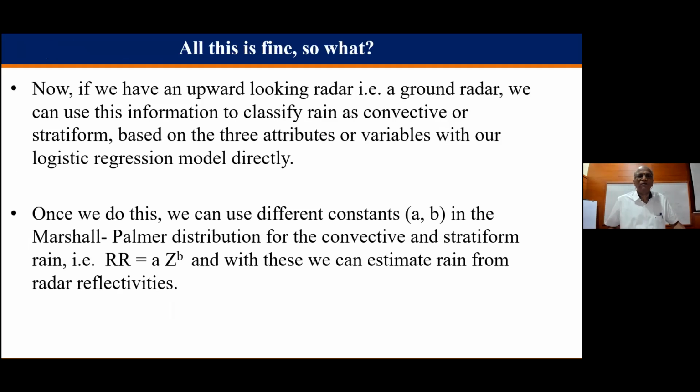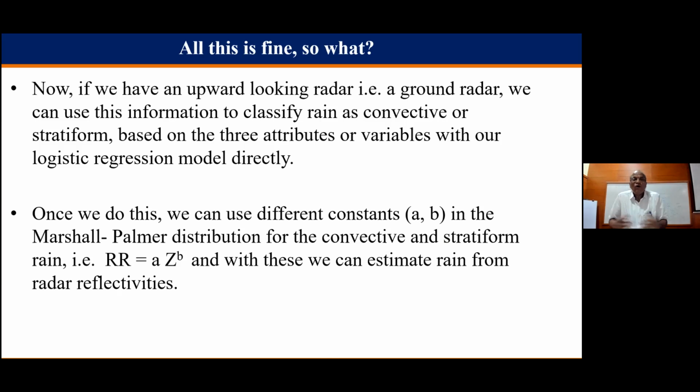Now, what is the big deal? If we have an upward looking radar, a ground radar, we can use this information to classify rain as convective or stratiform based on the 3 variables, with the help of the logistic regression model. I already trained the logistic regression. If we have a radar with the same frequency, an upward looking radar, then based on training from another radar, I can use this rule to classify it as convective or stratiform.